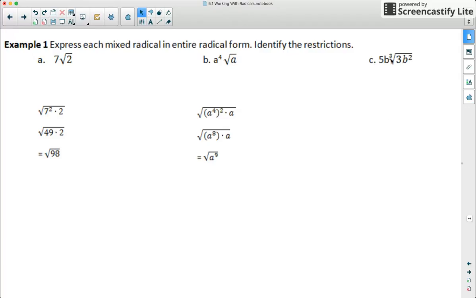In our last example, we're looking at a cubed root. That means that 5b has to be multiplied by itself 3 times underneath that radical sign. So we're going to move it under the radical sign and cube it. When we cube it, we get 125b cubed, multiplying those two together with our exponent laws, and we get 375b to the power of 5.